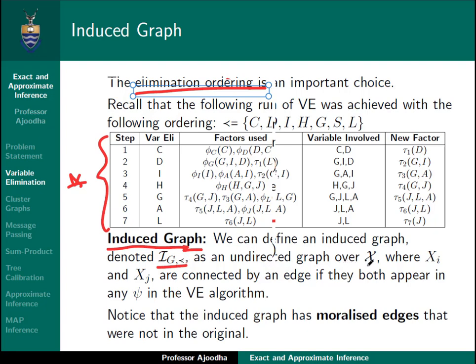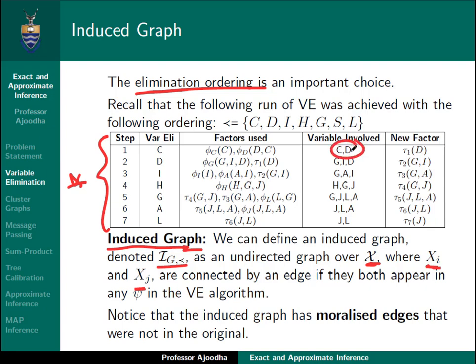It's an undirected graph over all of the variables in the network, where there's an edge between I and J if they both appear in the scope specified at each step.